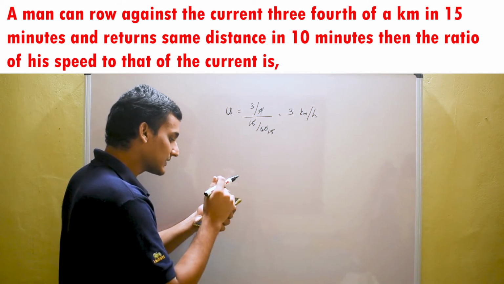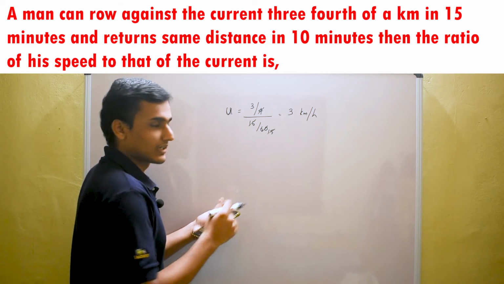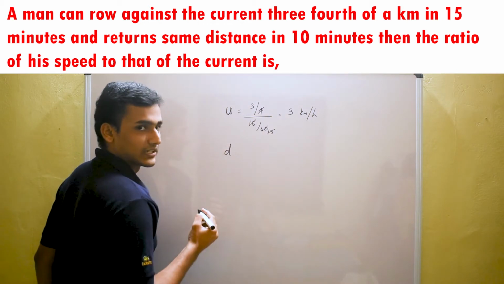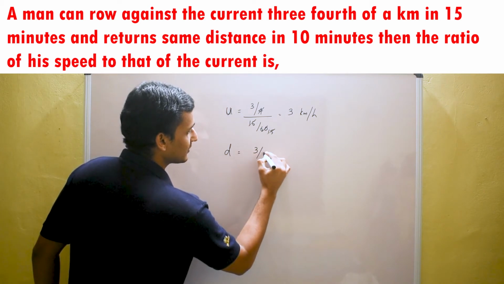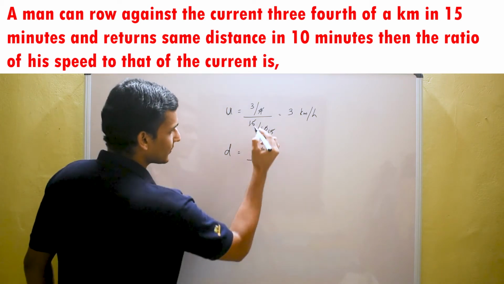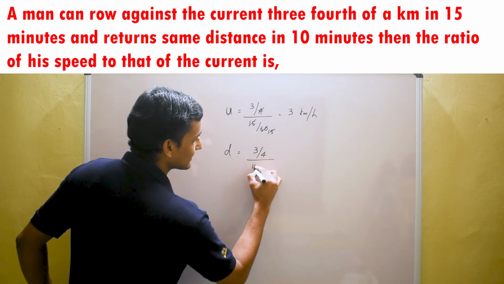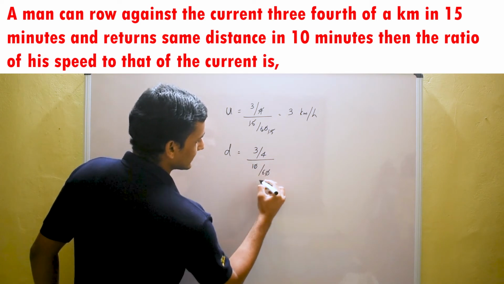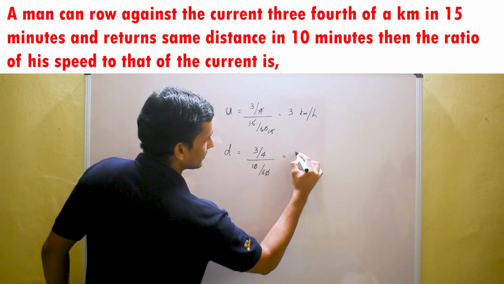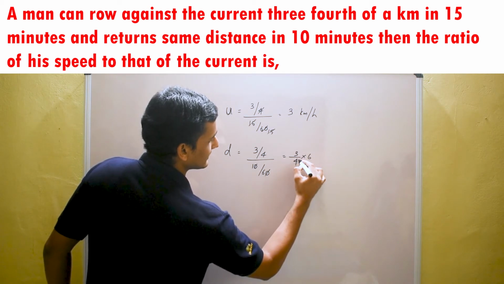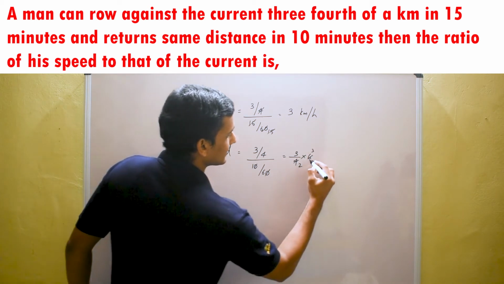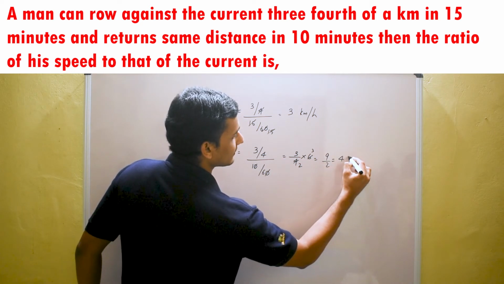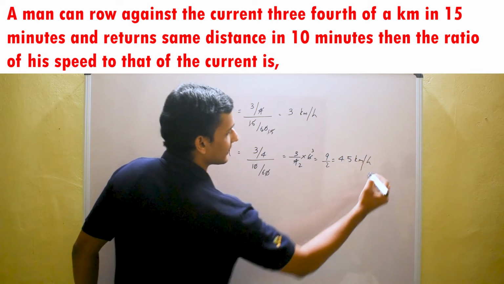And returns the same distance in 10 minutes. Returning, he will be in downstream. Downstream speed D, same distance 3/4 divided by 10 minutes, that is 10 divided by 60, which is 1/6. So 3/4 into 6. 2 times, 3 times, 9/2. 9/2 is 4.5 km per hour.